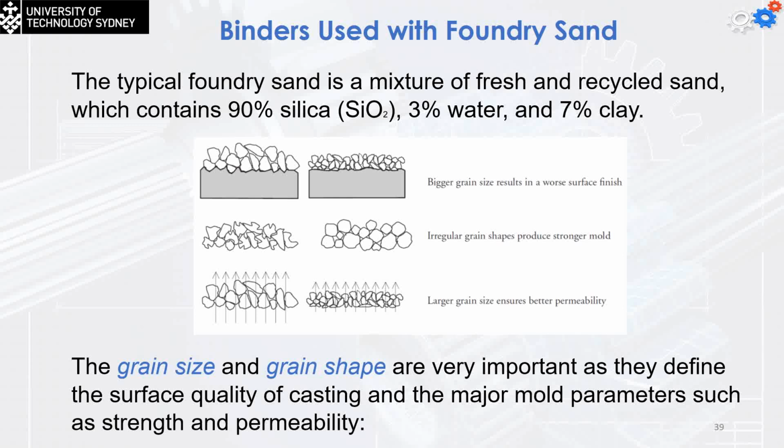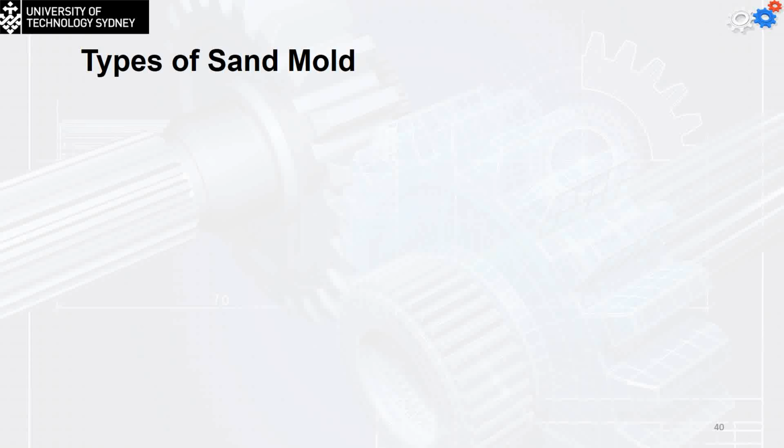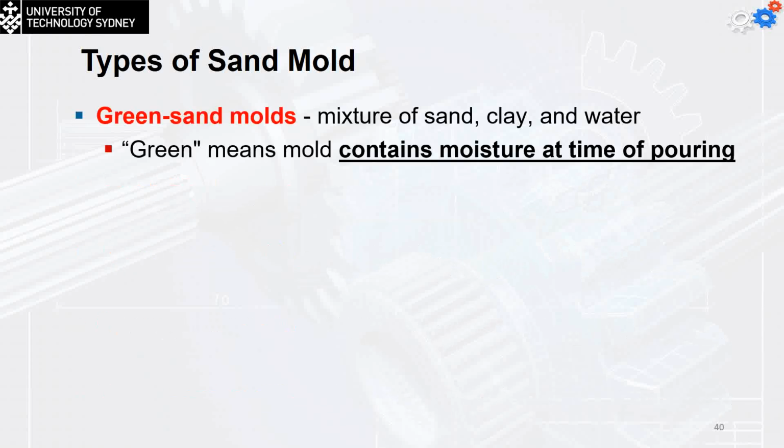The types of sand molds we can have: the first one is called the green sand mold. Now green is not for the color; green means it's going to be moist. That's what we call green. So mainly the green sand mold is a mixture of sand, clay and water. Green means it is moist at the time of the pouring of the metal.